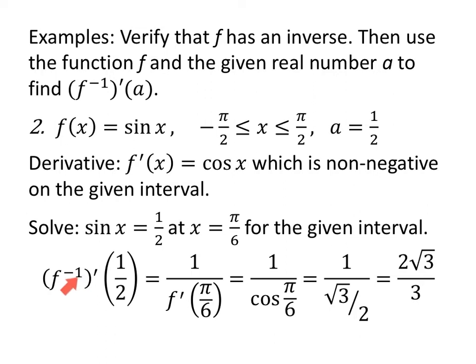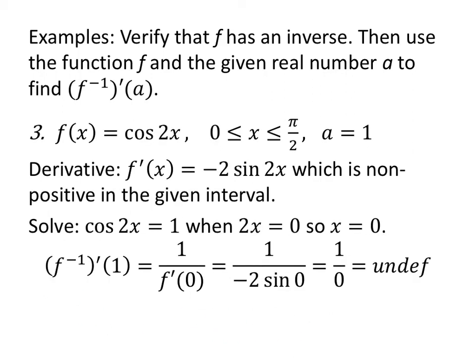So the derivative of the inverse at 1/2 is equal to the reciprocal of the derivative of f at pi over 6. That's 1 over the cosine of pi over 6, which is 1 over the square root of 3 over 2. Take the reciprocal, we'll get 2 over the square root of 3, and then we'll rationalize our denominator to get 2 square root of 3 over 3. Yeah, so non-negative, we know it exists. Solve for the x value that gives us an output of 1/2, and then use our formula accordingly.